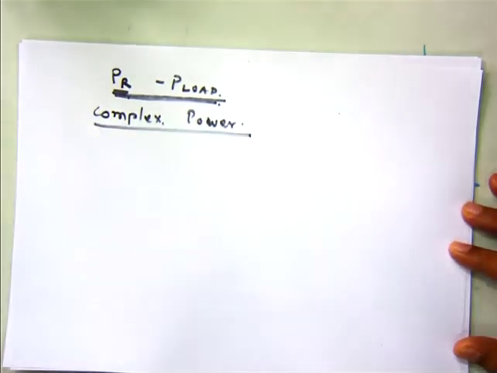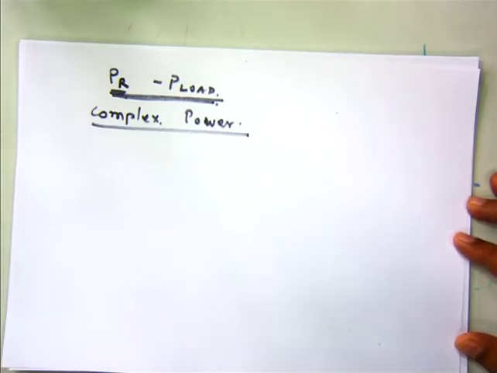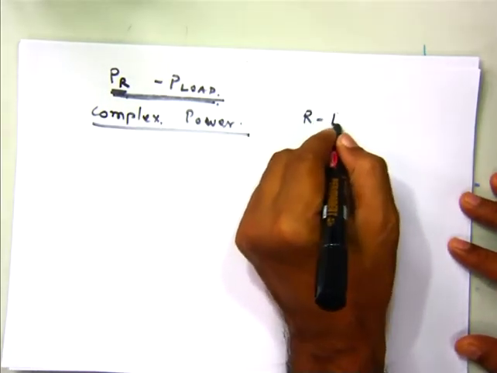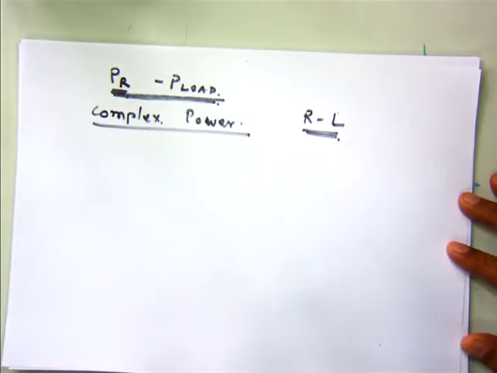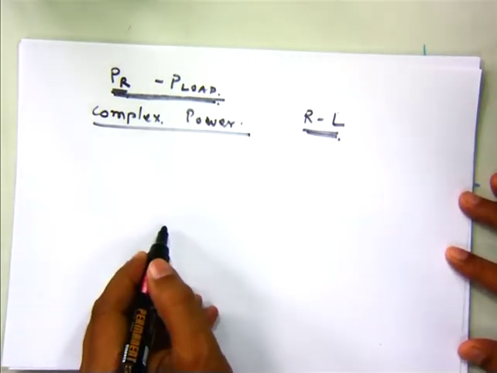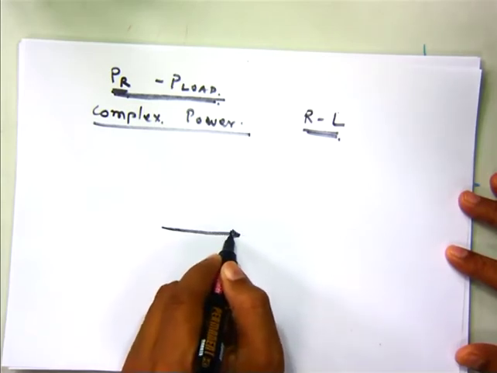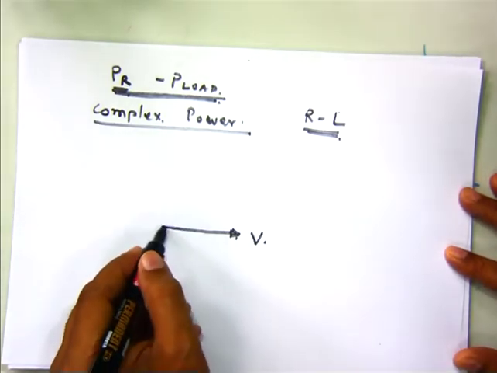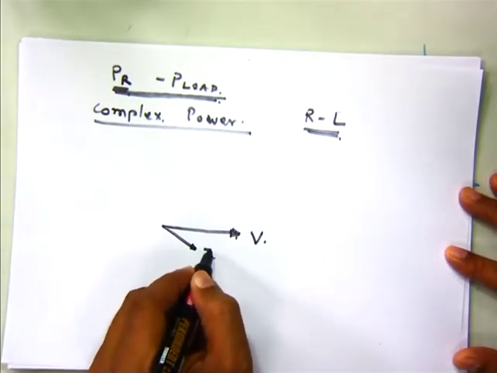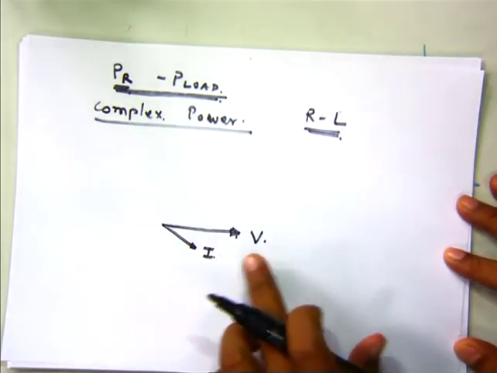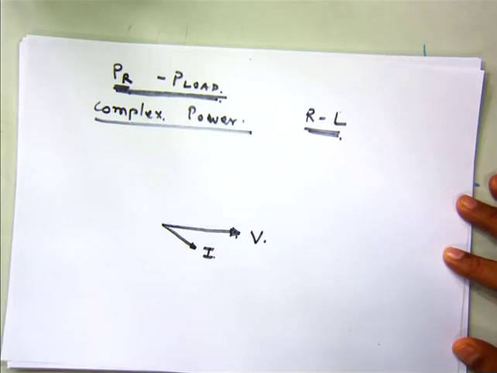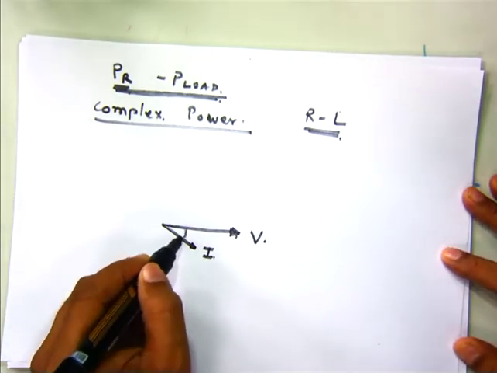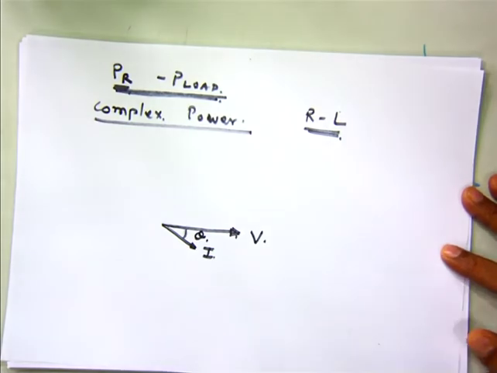Complex power of the circuit. Now, as you all know, in an RL circuit, if you represent the voltage and current waveforms in phasor form, it will be V and I, like this. Mind well, these values are not the instantaneous values. These are RMS values, and the angle between these two vectors is, let us say, theta.